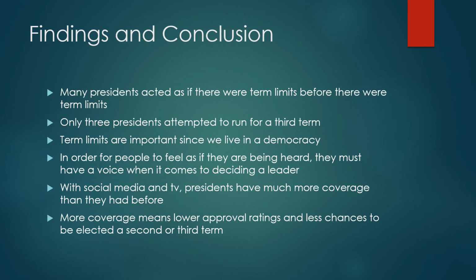Some of my findings and conclusion: many presidents acted as if there were term limits before there were actually term limits, and only 3 presidents attempted to run for a third term. Term limits are very important since we live in a democracy, and in order for people to feel as if they're being heard, they must have a voice when it comes to deciding a leader. With social media and TV, presidents have much more coverage than they had ever before. And with this coverage, it means a lower approval rating, and that means fewer chances to be elected for even a second term, let alone a third term.